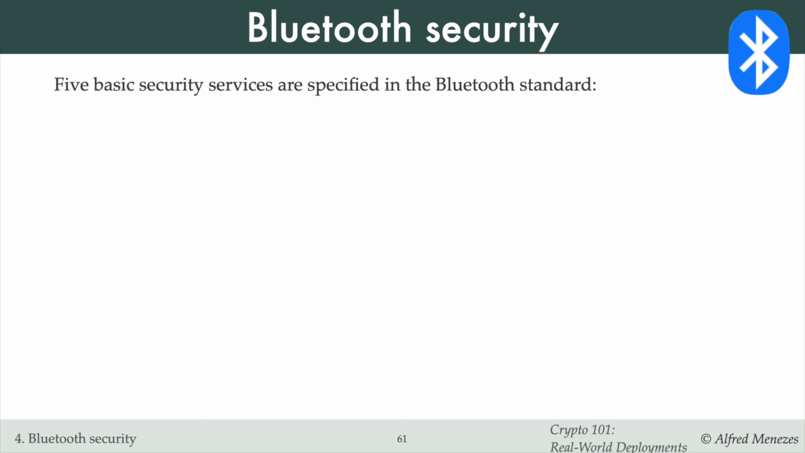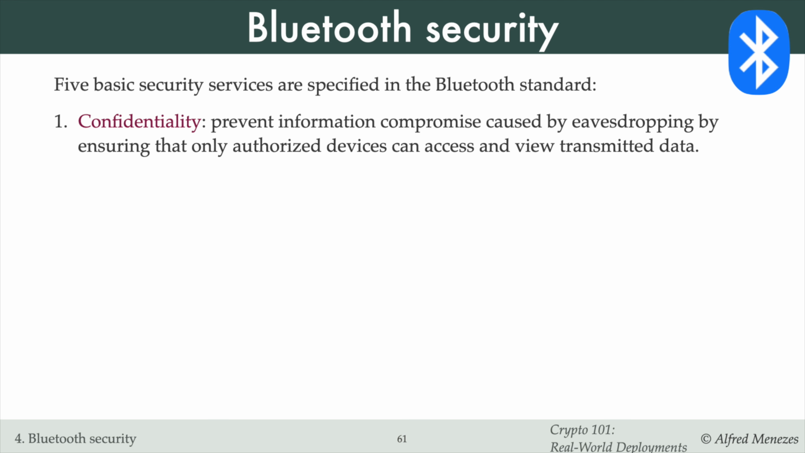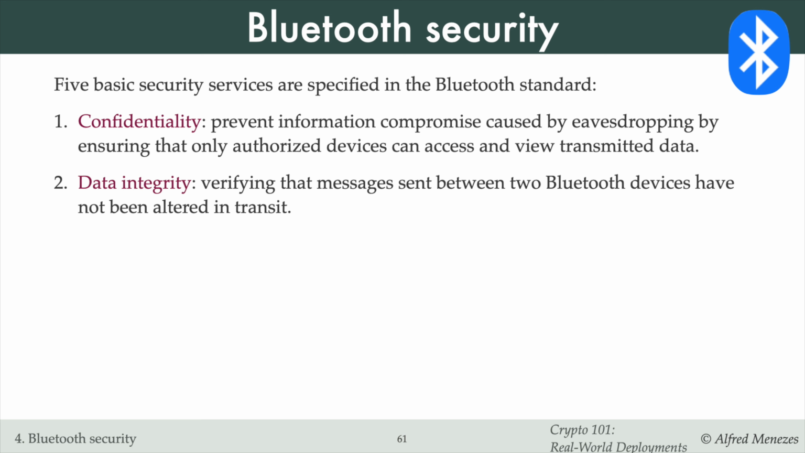The Bluetooth standard defines 5 fundamental security services. The first is confidentiality, which is preventing an eavesdropper from learning the underlying data. This can be provided by the use of encryption. There's message integrity or data integrity, which can be achieved by using a secure MAC scheme.